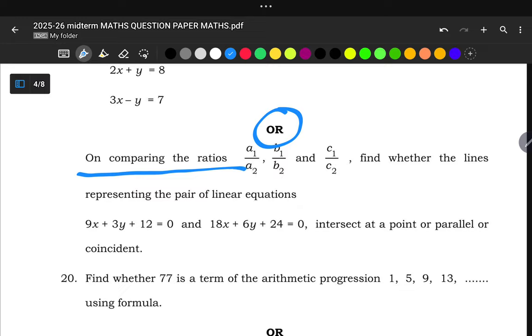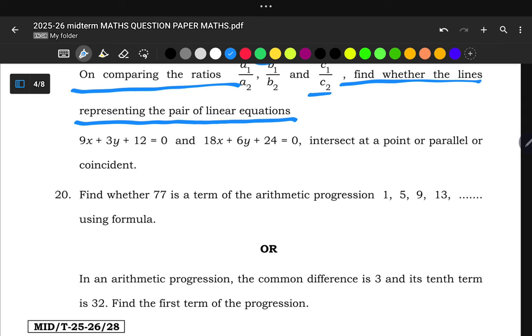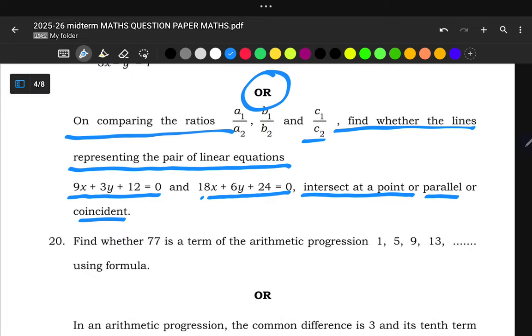On comparing the ratios a1 upon a2, b1 upon b2, c1 upon c2, find whether the lines representing the pair of linear equations 9x plus 3y plus 12 equal to 0 and 18x plus 6y plus 24 equal to 0 intersect at a point, or are parallel, or coincident. So by knowing the condition of the ratios, we have to say whether the lines are intersecting lines, parallel lines or coincident lines.